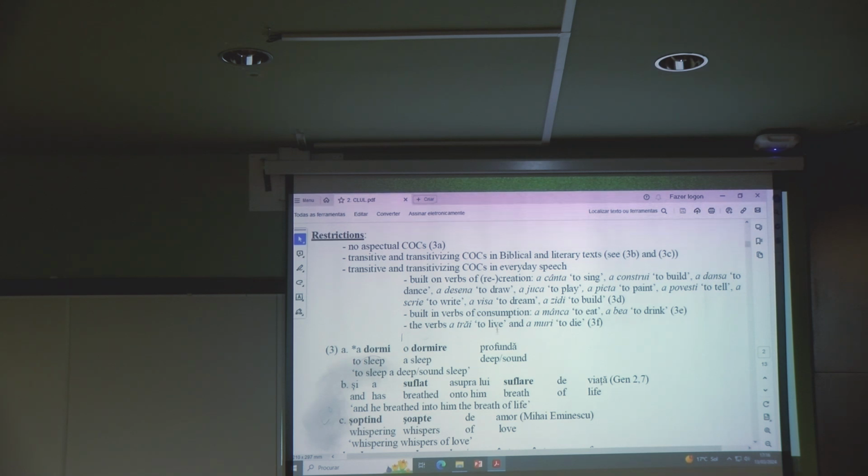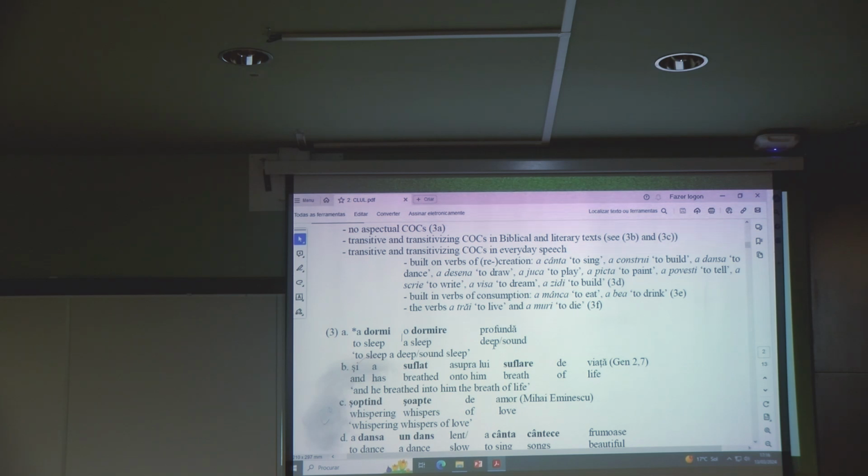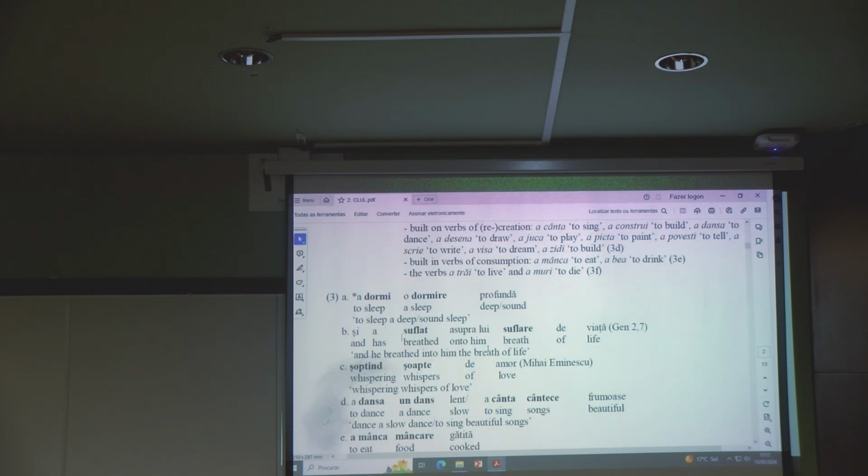Most of them are built on verbs of recreation or creation, such as a cânta, to sing, to build, to dance, to draw, to play, to paint, to tell a story. In this case, it would be a cognate object construction, to write, to dream, to build. We also find transitive or transitivizing COCs built with verbs of consumption, to eat, to drink. And I think we also need to mention the verbs to live and die. Interestingly, syntactically they are problematic.